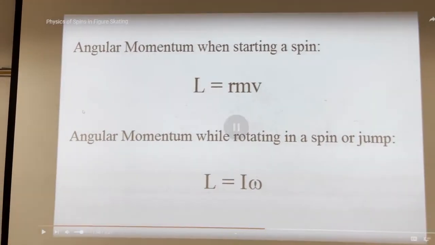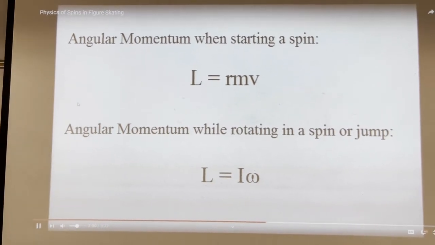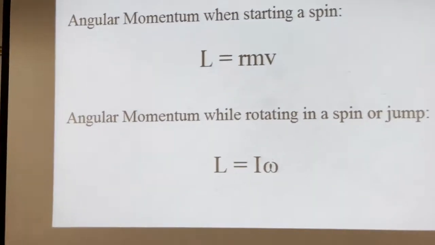Ignore the top one. All right, go ahead. And the equation for when you're rotating in a spin or jump is L equals I omega.